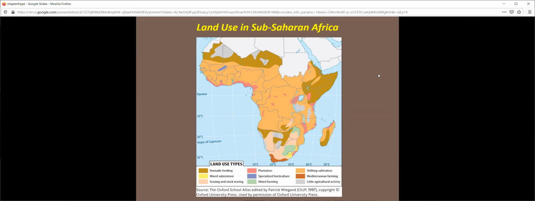That's kind of a super simplified explanation of that. Nomadic herding, of course, in the more deserted regions, the Horn of Africa, and the Saharan. But so much of this can be boiled down to not using it effectively. And then scattered amongst that shifting cultivation is that salmon-colored, pinkish color plantation.